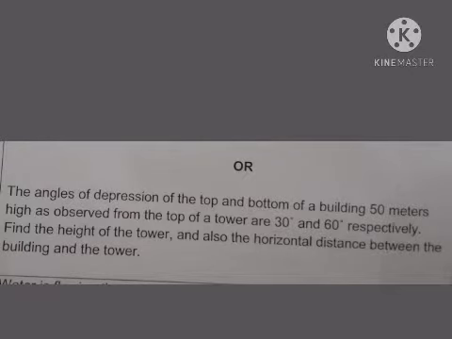Question number 34. The angles of depression of the top and bottom of a building 50 meters high, as observed from the top of a tower, are 30 degrees and 60 degrees respectively. Find the height of the tower and also the horizontal distance between the building and the tower. This is also a 5-mark question. So 1 mark for the figure with the correct names and measures.